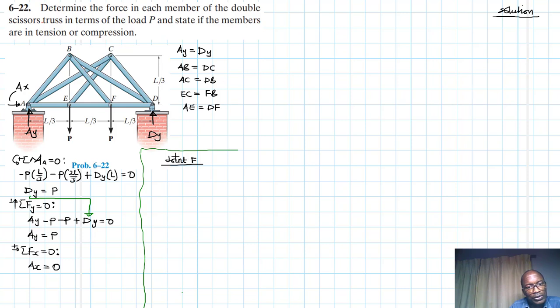Joint F. Why joint F? Because at joint F, I'll be able to get the component of BF or FB. And once I have BF or FB, then I can go to joint B. And then once I go to joint B, since I will have already found the value of BF, I'll be able to find the other components AB and BD. Of course, there I'll need to solve two equations simultaneously. And once I find AB and BD, then I'll move to A or D. Doesn't matter, I'll move to A. Once I go to A, my aim will be to find AE.